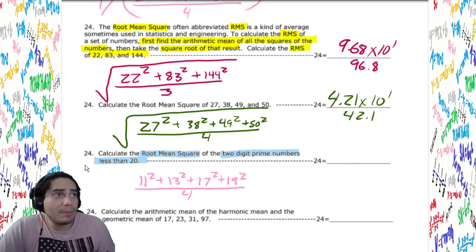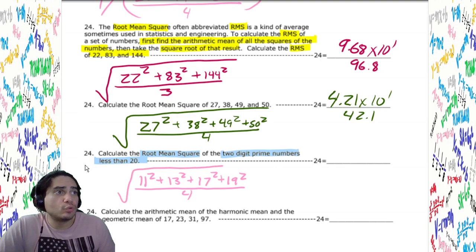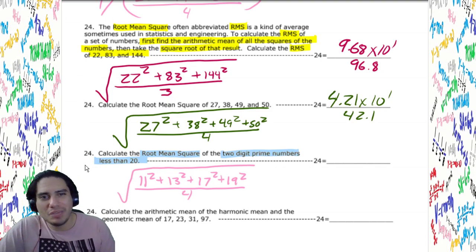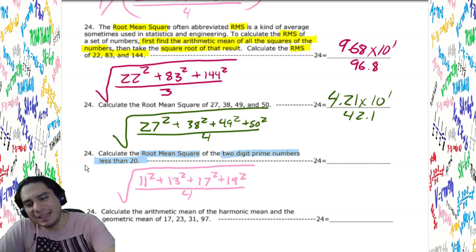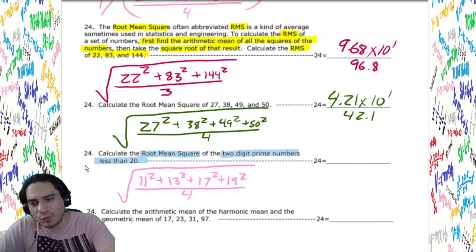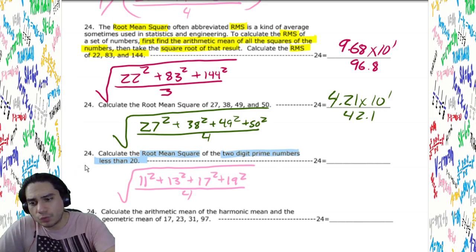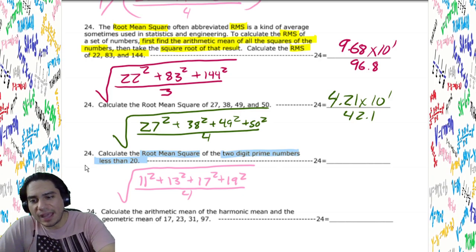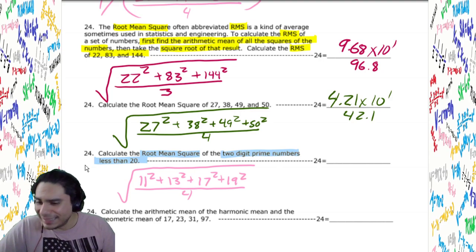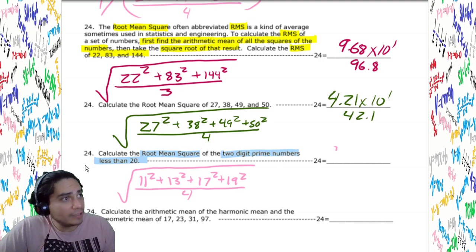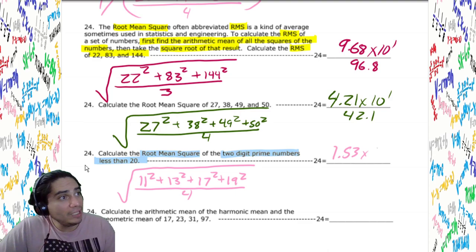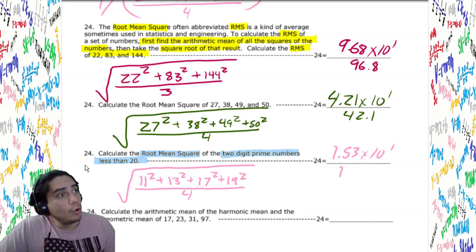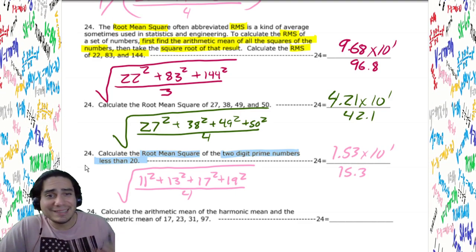So we're going to divide by 4. And then we're going to square root at the end. That's the root mean square. All right, so let's do it. 11 squared, 13 squared, plus 17 squared, plus 19 squared, plus 4 divide. And then we hit square root. Easy problems, ladies and gentlemen, but you got to do them. 1.53 times 10 to the first, or 15.3. That's easy.